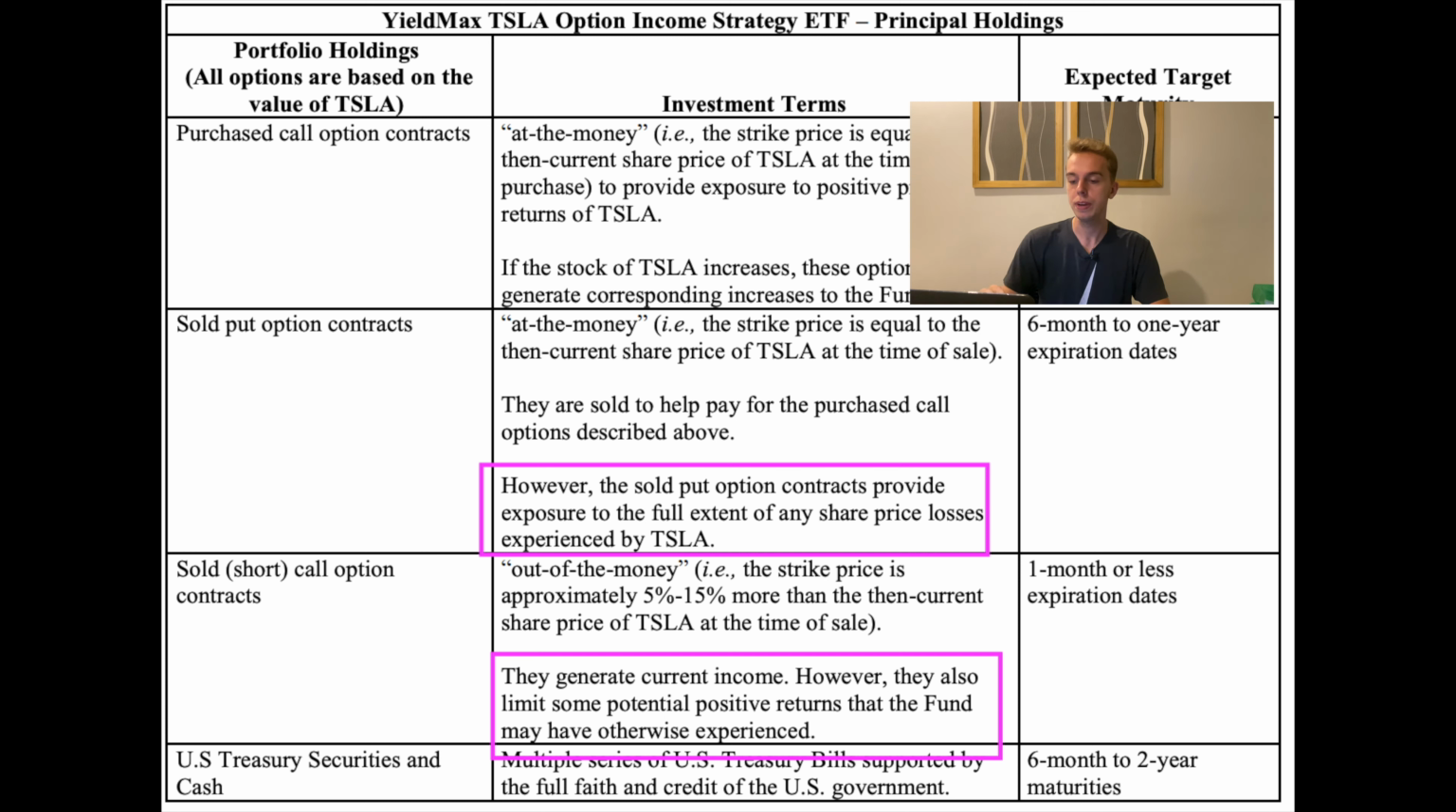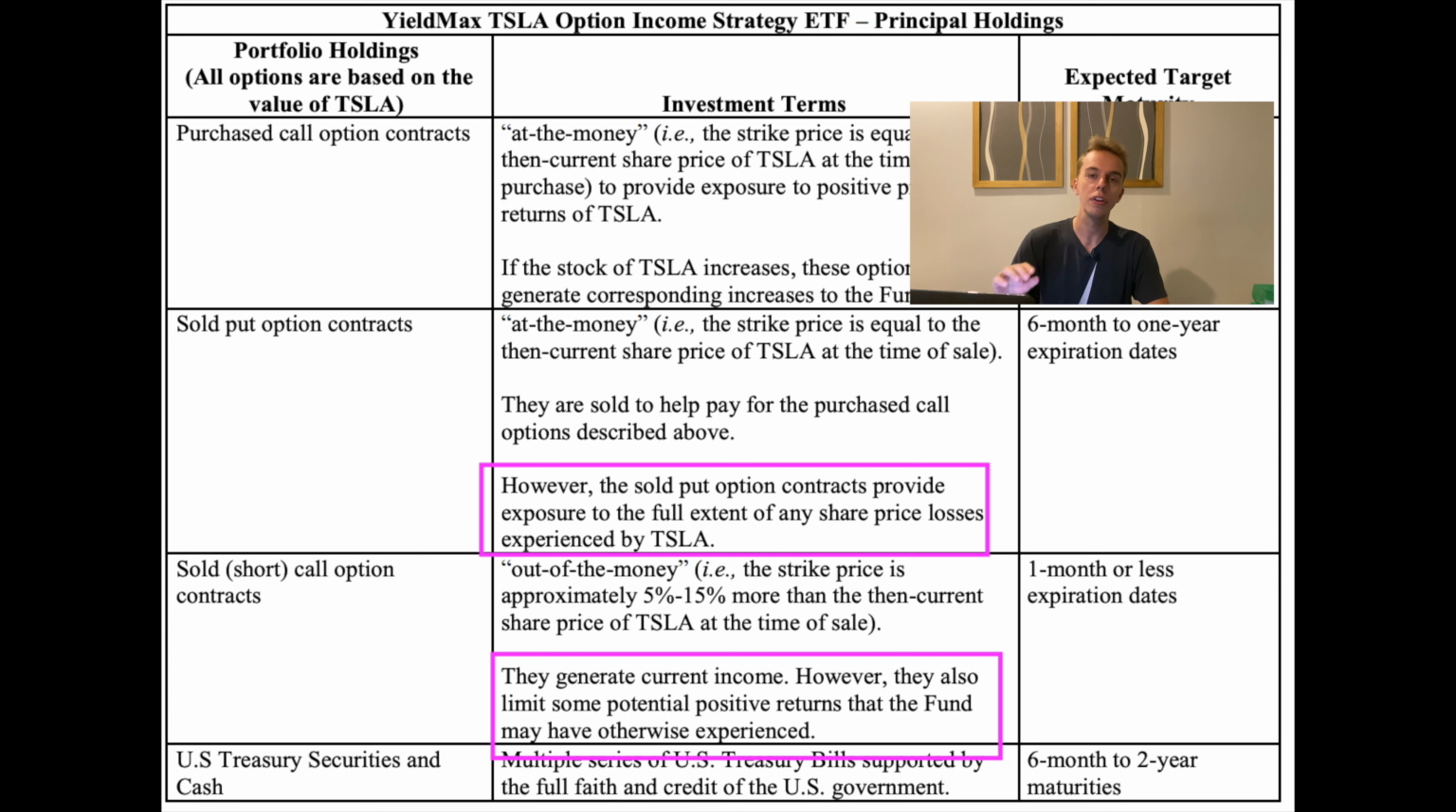And then same here, I highlighted a box that I think is really important. They generate current income, however, they also limit some potential positive returns that the fund may have otherwise experienced. So that is also something that people don't like about covered calls, and that's why some people might say covered calls are not effective, because you're essentially capping your upside. So the max return this trade would get you is essentially 10-15%, and then including the premium you receive from selling the call option. So the expected target maturity is 1 month or less.